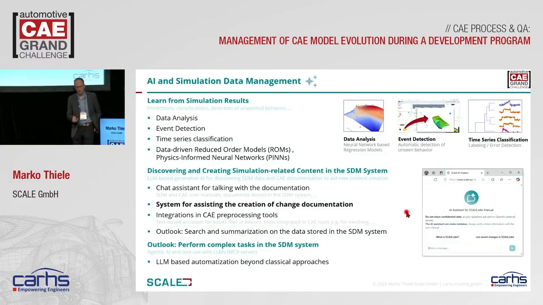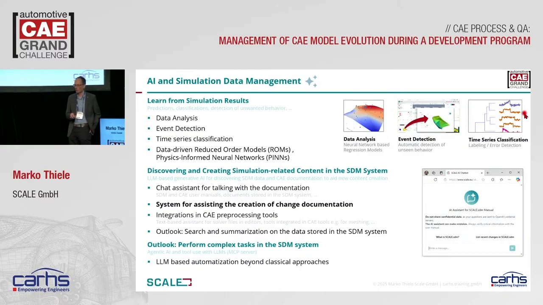Okay, but what the heck has this all to do with AI? I'll come to that next. And before I do that, I will just introduce AI and simulation data management. One area where AI can be used in simulation data management is everything we learned from simulation results. And we have seen many talks on this conference on that topic. This includes simple forms of data analysis like regression models. There were multiple talks on that topic. Or event detection, such as CDACT and Sky are doing with their tools, where you detect unwanted behavior automatically. And you can do time series classifications.